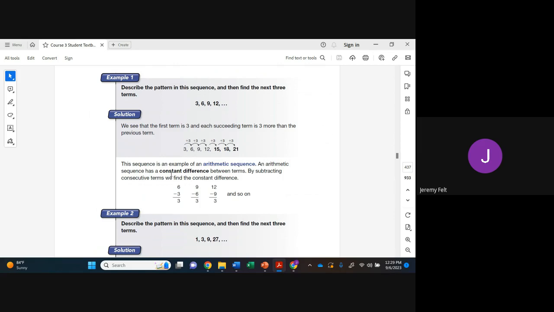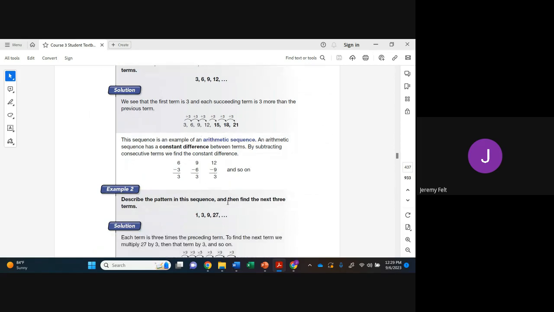An arithmetic sequence has a constant difference between terms. So plus 3, plus 3, plus 3, plus 3. By subtracting consecutive terms, we find the constant. 21 minus 18 is 3. 18 minus 15, 3. 15 minus 12 is 3, and so on. This one, well, 1 plus 2 is 3, but 3 plus 2 is not 9. So this one is not arithmetic.